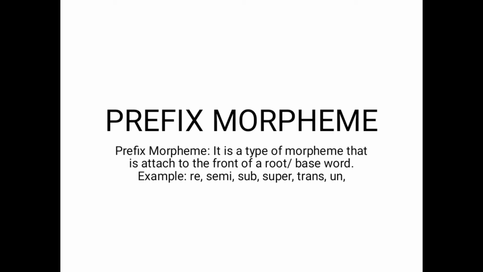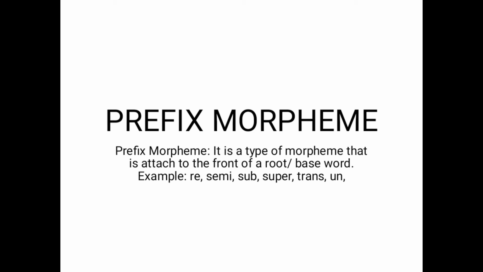Another one is retain. And another example is semi. So when you attach semi to a word like circle, you will get semicircle, right? Another example is sub. So when you attach sub to the front of a word like marine, you get submarine. You understand? Another one is super. So when you attach super to a word like star, you get superstar.